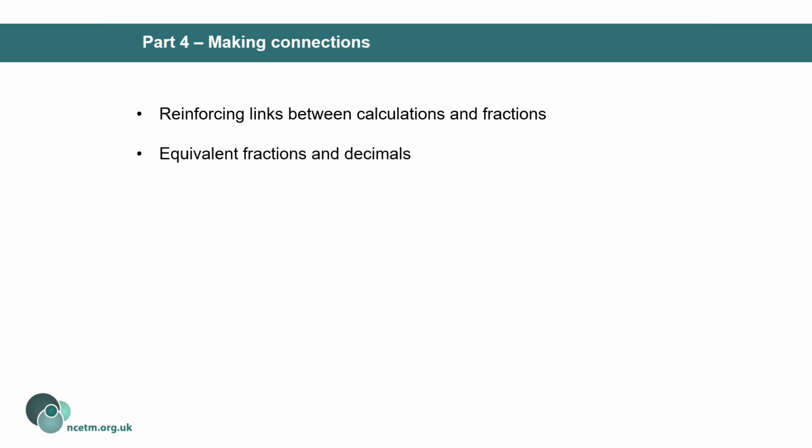So making connections with this topic and other areas of Key Stage 3 and Key Stage 4, we can reinforce links between calculations and fractions. So we've pointed out lots of times that 12 divided by 5 is equivalent to the fraction 12 over 5. This also creates links with equivalent fractions and decimals, so students, after covering this content, might be more comfortable converting fractions to decimals, particularly improper fractions to decimals.